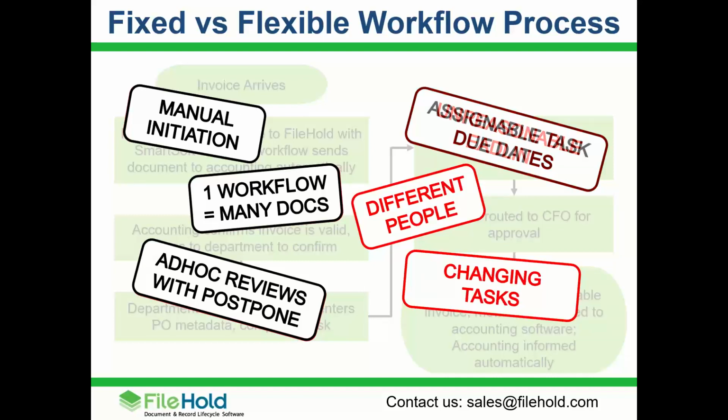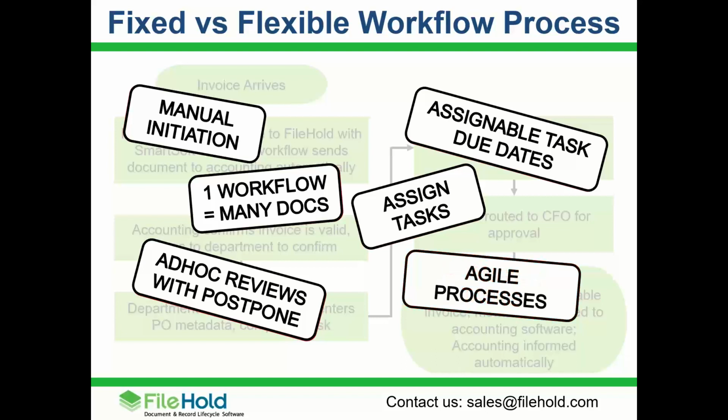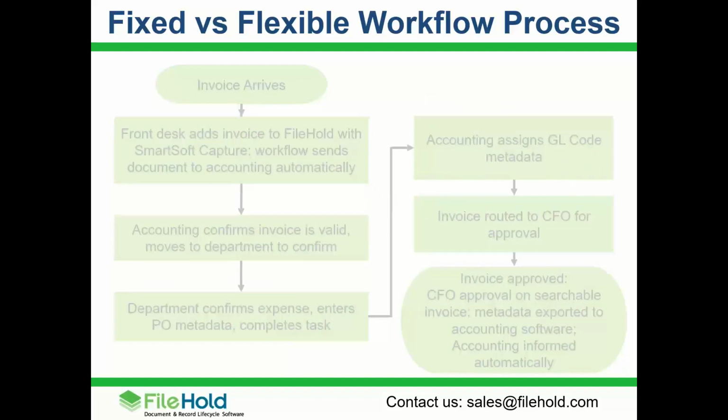If your deadlines aren't working for you, you can make each task have its own due date that is flexible, so you can change them as you go. If you need other people, you can assign tasks to them. So instead of having it locked down to the same people each time, you can choose where it's going to go. And most importantly, if your tasks are different, we have an agile process where we can move things around. We have both very fixed, very rigid workflows and very flexible, very plastic workflows that you can choose from.